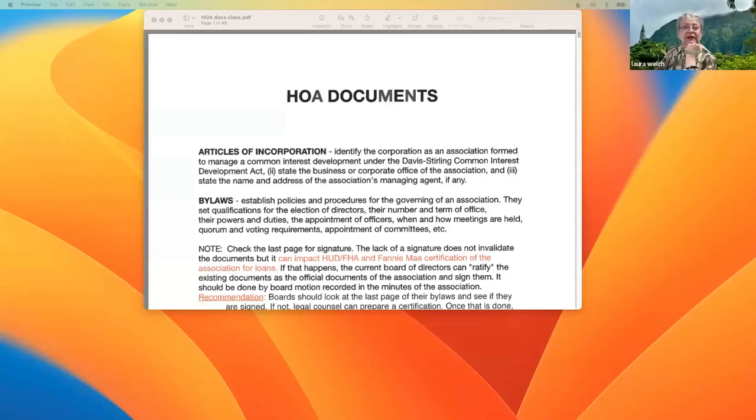Okay, so I'm going to go ahead and screen share. Here we go. Okay, can everybody see this? HOA documents? Yes. Yeah. Yes.